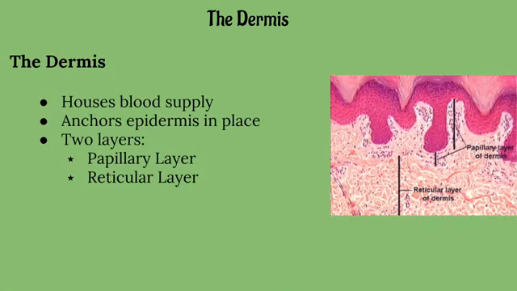Below the epidermis in all of its layers, you'll find the dermis. The dermis is the second layer of the skin and functions to house blood supply and anchor the epidermis in place. You can also find sensory receptors within the dermis, and like the epidermis, the dermis also has its own layers, the papillary layer and the reticular layer. However, the two aren't necessarily layers, but they're really just 2 different types of connective tissue.